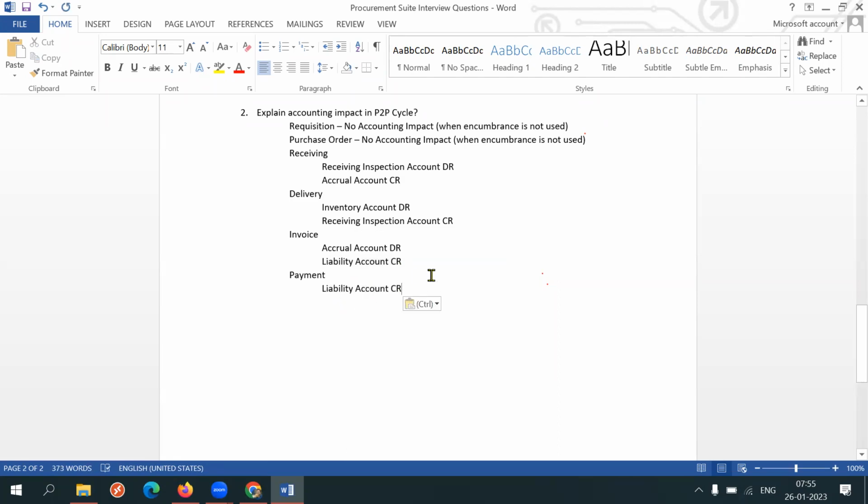Because after the payment, your liability account should knock off, because it's no more a liability to the company. Okay, liability account is debit side, and then cash account is credit, because your cash is going out. That's why it's credit side.